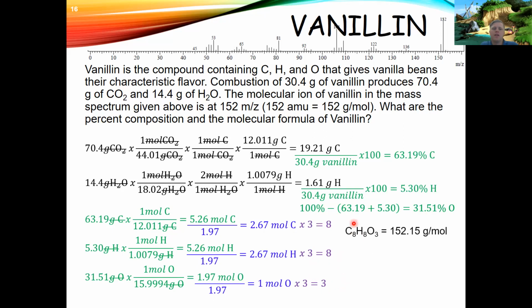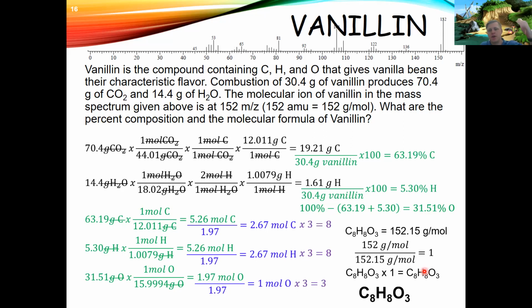So our empirical formula is C8H8O3, which weighs 152.15. If we compare that to our molecular ion peak, which is 152, we'll find that the ratio between our molecular formula and our empirical formula is 1. So I take our empirical formula times 1, and we get C8H8O3 as our formula for vanillin. Now you can see an entire experimental setup, all the experiments that need to be done, all the analyses that need to be done to go from vanillin to a formula for vanillin.